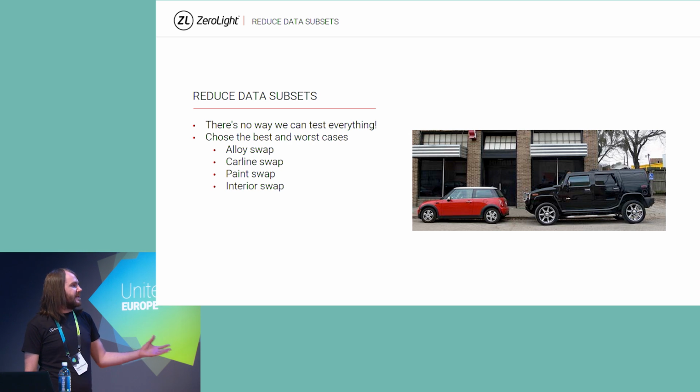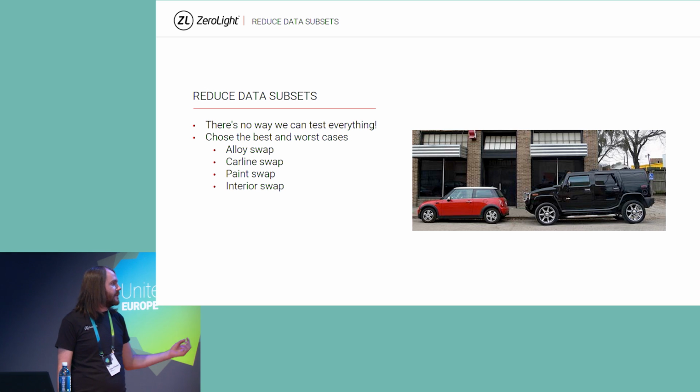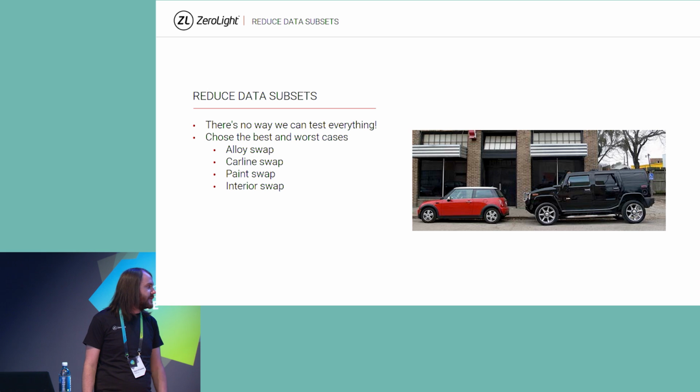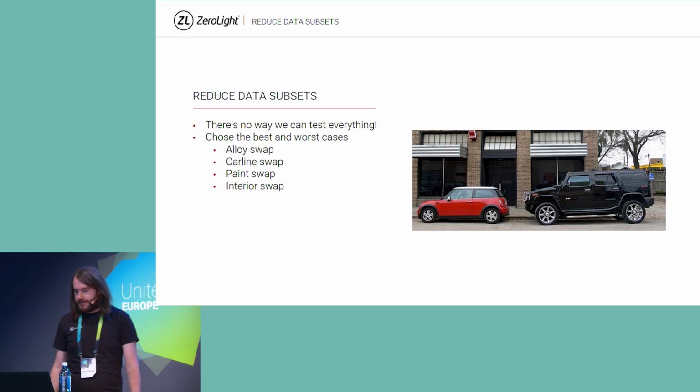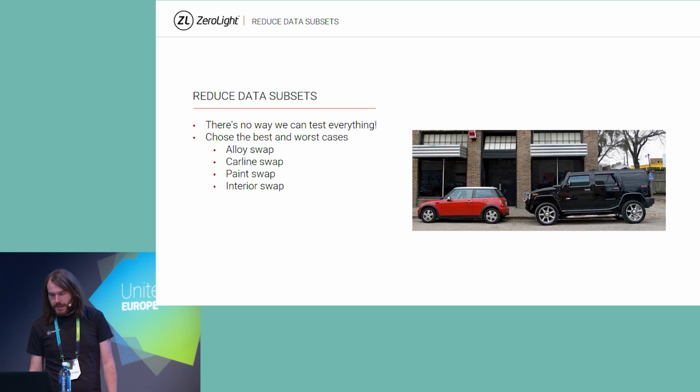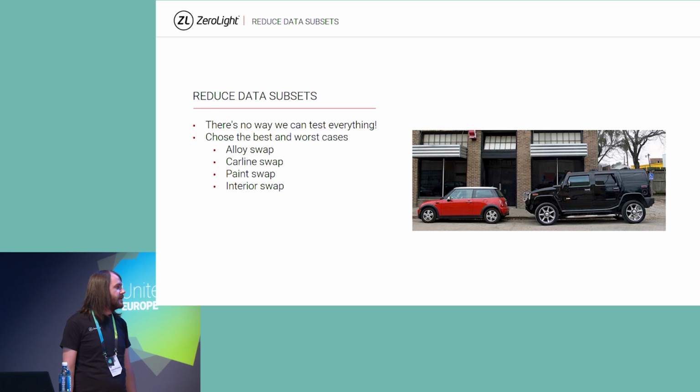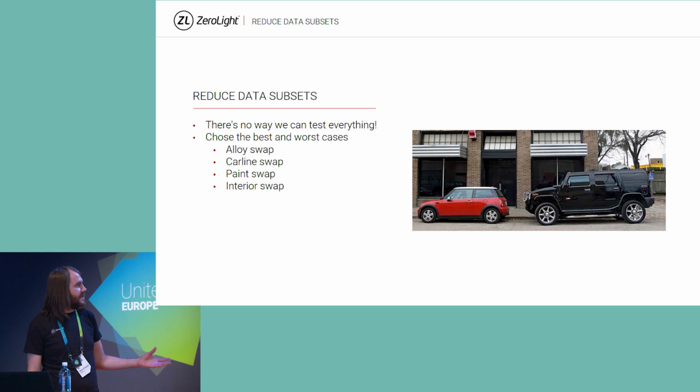So we choose things that are generally going to be touched, things that are going to be switched, things that we know are a little more complex. So we do alloy swaps, car line swaps, paint swaps, and interior swaps. And these particular things we constantly check. We constantly ensure that there's no issues with these particular things, and even with this subset of data, we can pretty much guarantee that the majority of other things will work correctly.